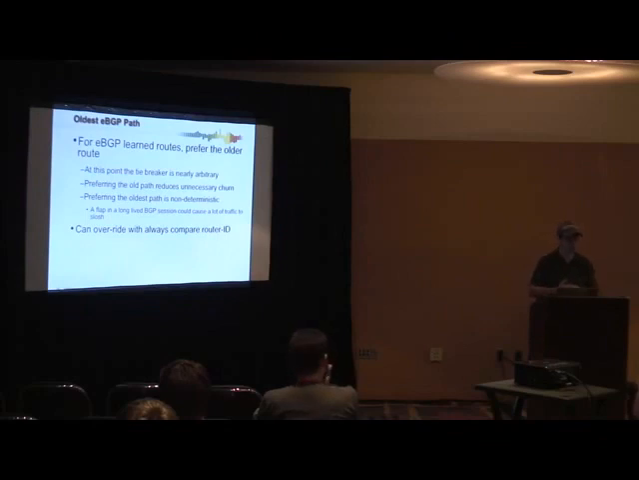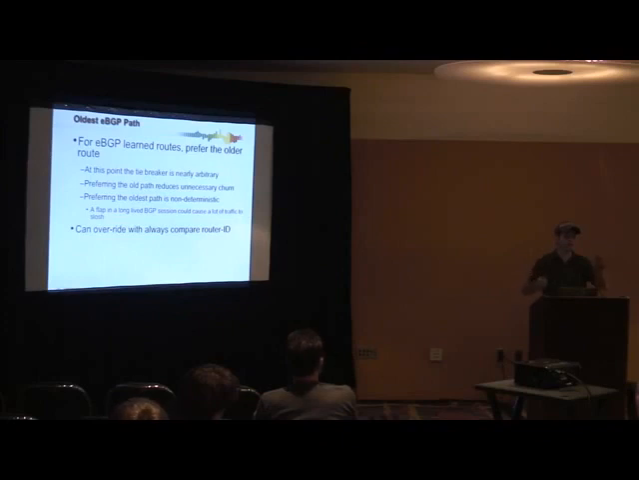For eBGP learned routes, prefer the older route. Basically what this means is if you're learning 2 paths via eBGP and one flaps and the other one is stable, just stick with the stable one. Some people think this is good because it reduces unnecessary churn. Some people think this is bad because it's non-deterministic. The problem with it being non-deterministic is you might have a long persisting session with a provider where you learn a lot of routes. It could be a peering session where you learn half of the internet from it. And you have another peering session with another provider where you learn the same half of the internet, but it's not preferred because that session has been unstable in the recent past.